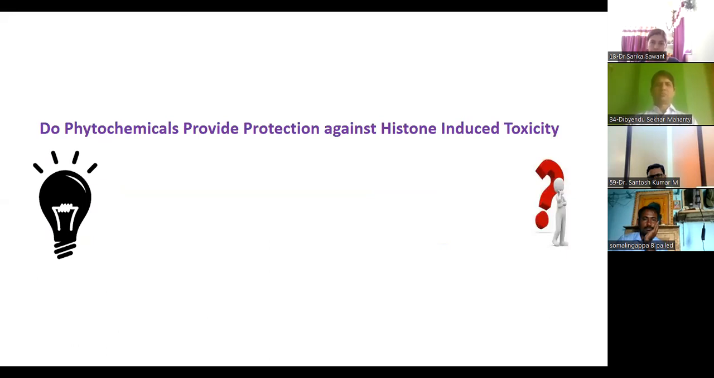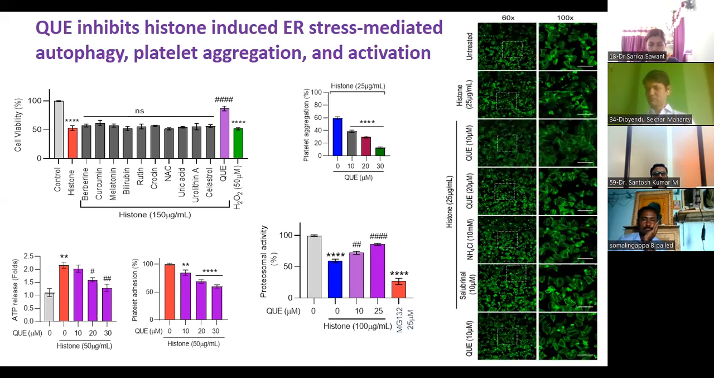So once we know the molecular mechanism of extracellular histone induced platelet death and activation, we ask the next question: do phytochemicals provide protection against histone induced toxicity? Because we didn't find any sort of literature or information on the usage of phytochemicals against histone induced toxicity. So based on these facts, we screened many phytochemicals. Here we have shown 9 or 10 different phytochemicals, redox modulators, and antioxidants.